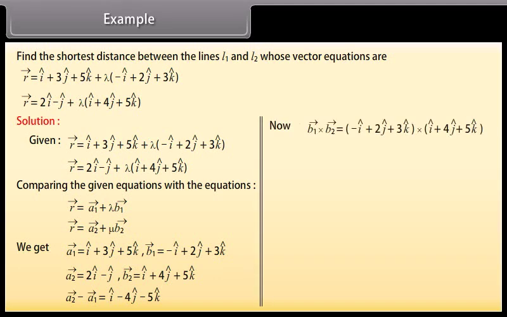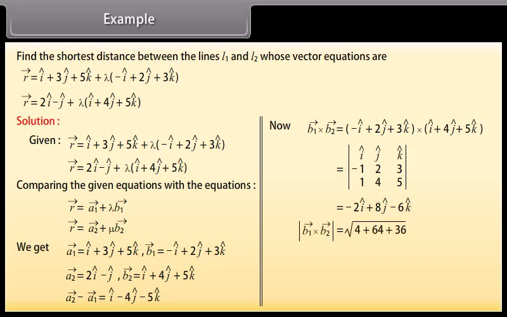Now, the cross product of vector b1 and vector b2 is minus i cap plus 2 j cap plus 3 k cap cross i cap plus 4 j cap plus 5 k cap, equals the determinant with first row i cap, j cap, k cap, second row minus 1, 2, 3, third row 1, 4, 5, which equals minus 2 i cap plus 8 j cap minus 6 k cap. Modulus of the cross product of vector b1 and vector b2 equals the square root of 4 plus 64 plus 36, equals the square root of 104.